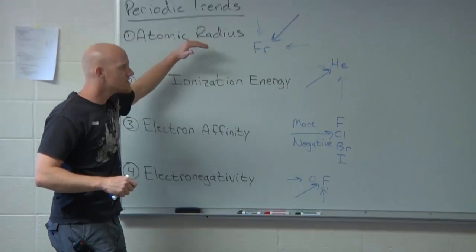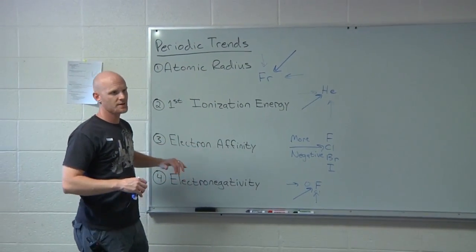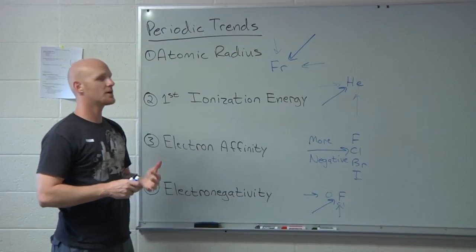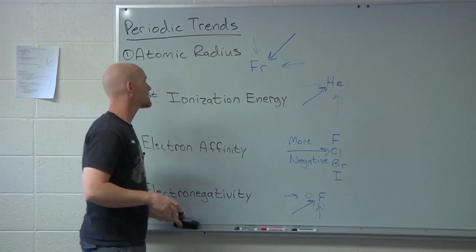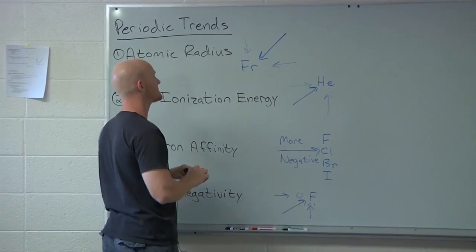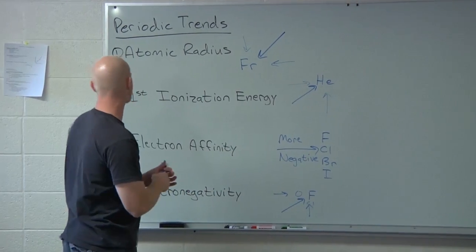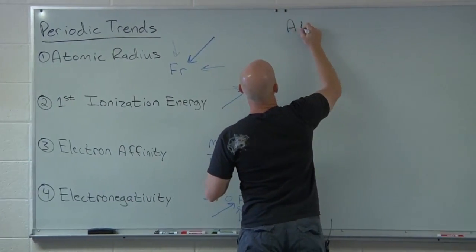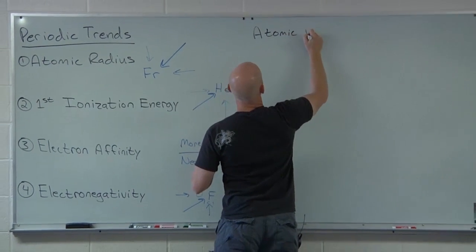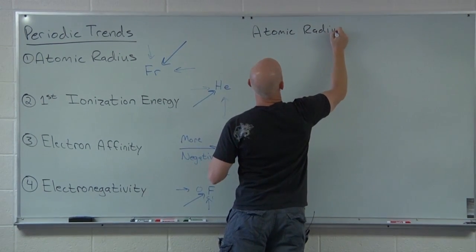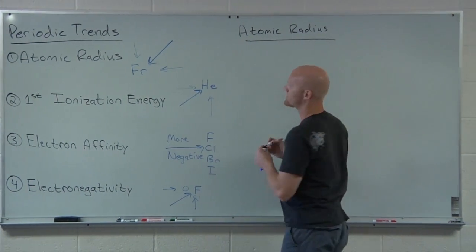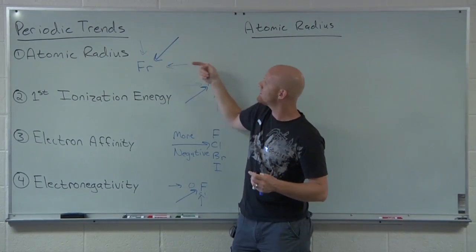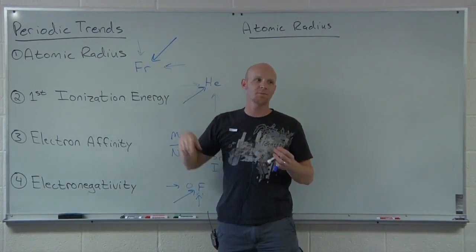Okay, so these are the 4 general trends. They're on your handout. But I want to dive in a little more into the details around each trend. So the first one we're going to talk about is the atomic radius. So here's the atomic radius. In here we said atomic radius increases towards francium, both going down the periodic table and going to the left on the periodic table.